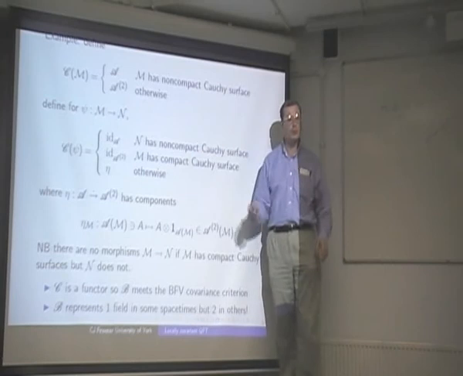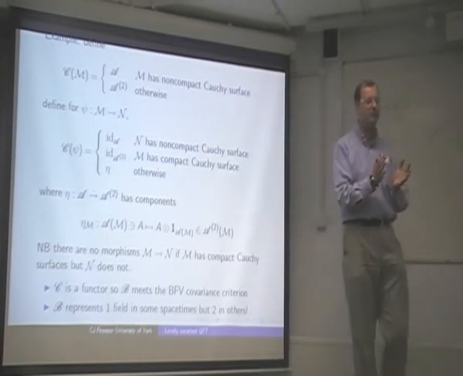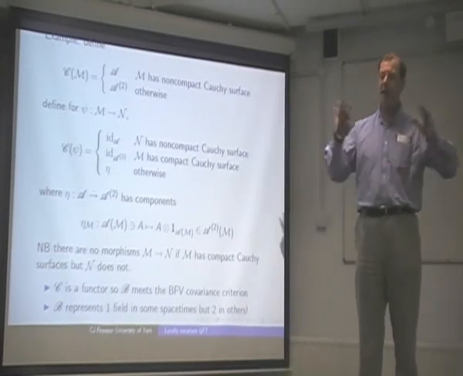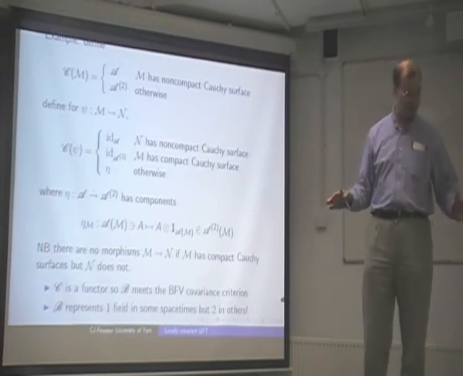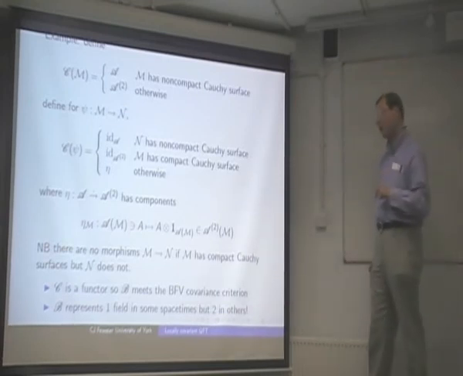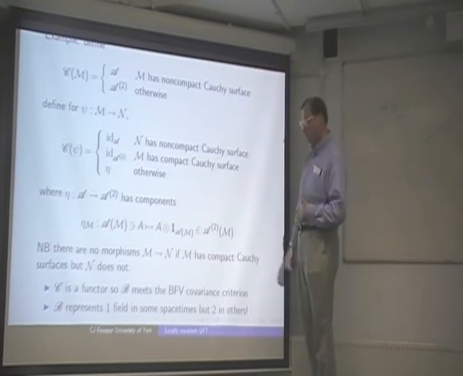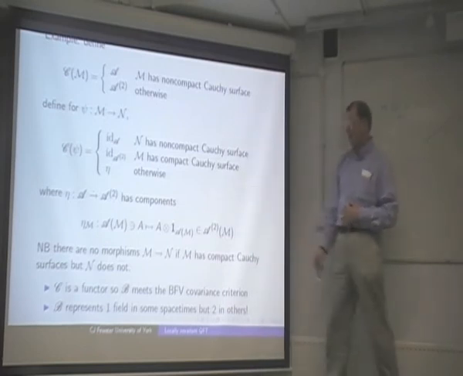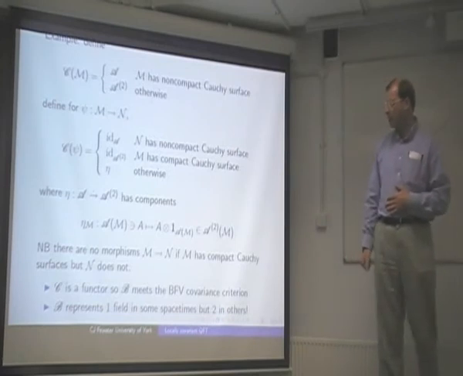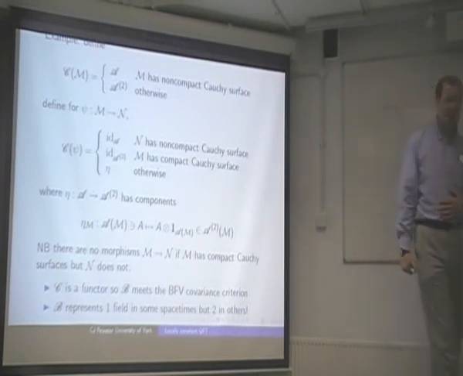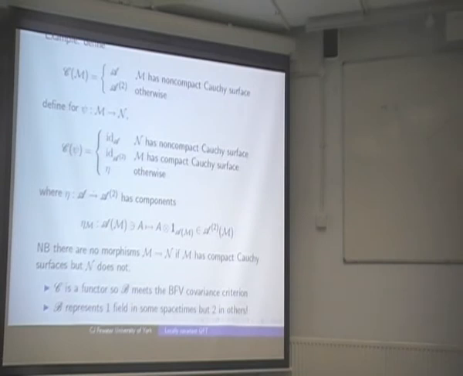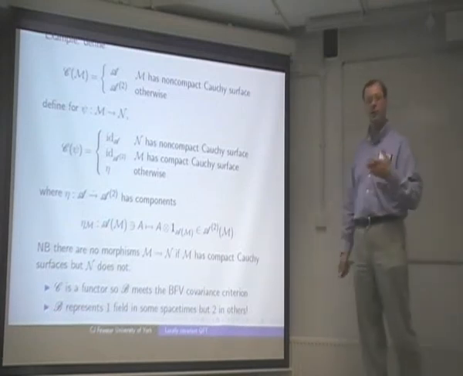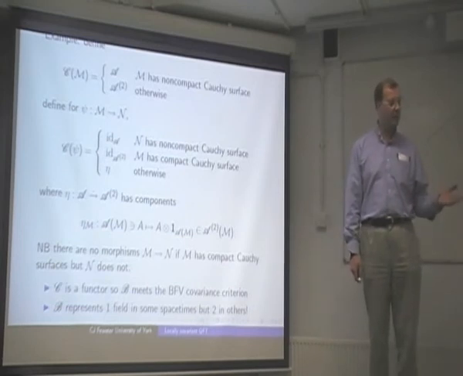But I can, of course, put non-compact spacetimes with non-compact Cauchy surface in spacetimes that have compact Cauchy surface. So I can go up, but I don't have to worry about maybe going down again. So what that means is I can patch things up. So I genuinely manage to get myself a functor that in spacetimes with non-compact Cauchy surface really is the theory of one scalar field, and in spacetimes with compact Cauchy surface really is two scalar fields.